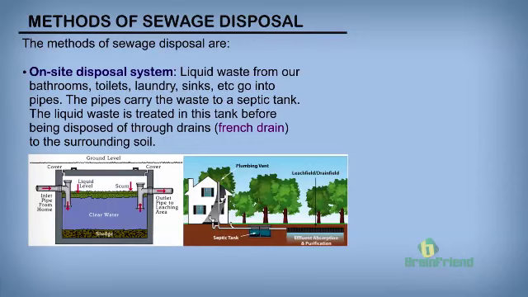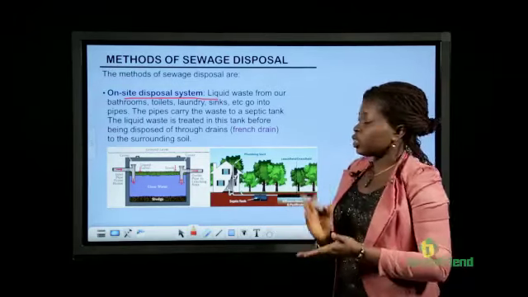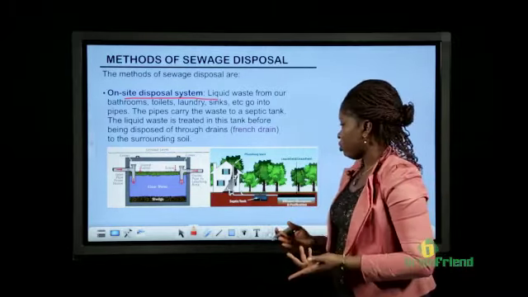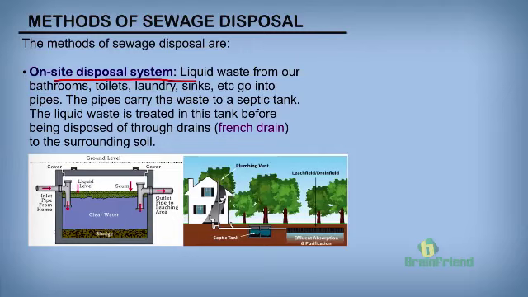Now, talking about methods of sewage disposal, we have some of them. The first here is on-site disposal system. Here, liquid waste from our bathrooms, toilets, laundry go into pipes from our homes. These pipes carry the waste to a septic tank. Now, the liquid waste is treated in this septic tank before being disposed of through drains known as French drains.